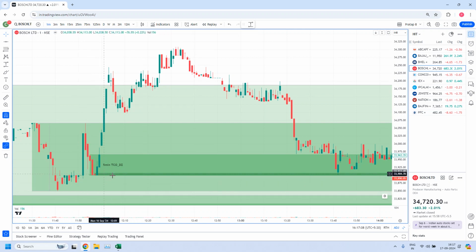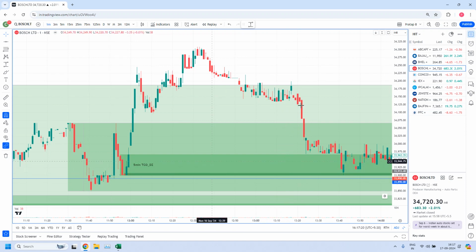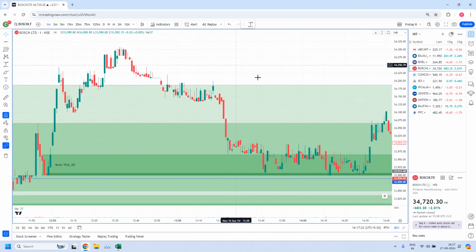So I am deleting it. Earlier I considered the low of this leg out as the zone, but anyway, this is going to be my stop loss. So let me mark that. But this is the real institutional order flow, drop base rally.